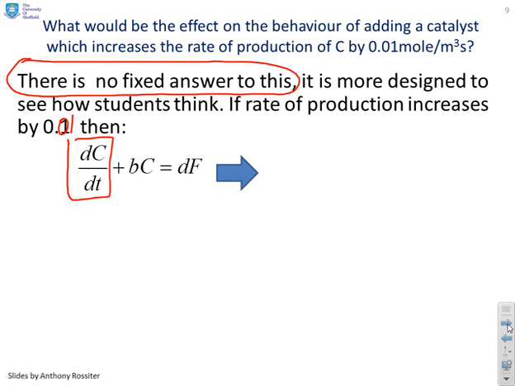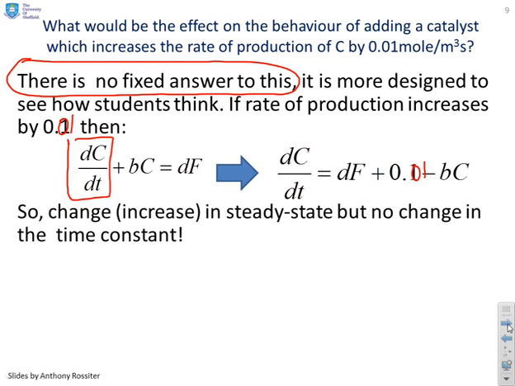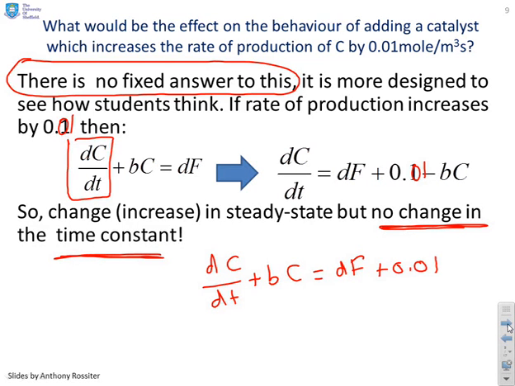So if that rate of production is increased by 0.01, just ignore the typo, put 0.01, then the equation is going to change to this: dc/dt equals df plus 0.01 minus bc. And hopefully it's clear to you that with this change of model, there is no change in the time constant. So I could rearrange this back into time constant form by writing it as dc/dt plus bc equals df plus 0.01.